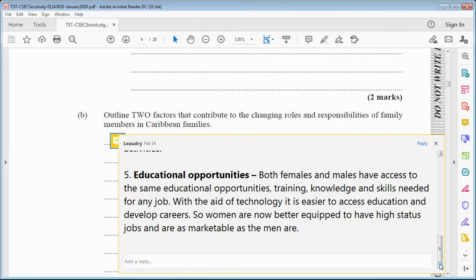So that's another factor. We have discussed five factors. So you could select any two from the five for your answers and you would be awarded your marks. You have to explain in detail each of those factors that you mention to get your full marks from CXC.